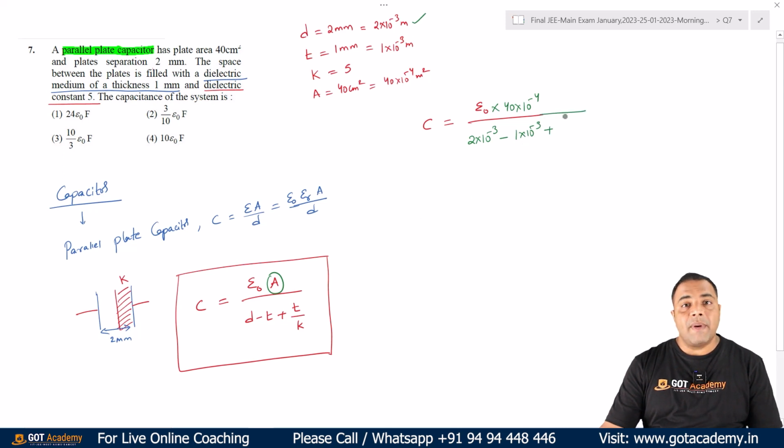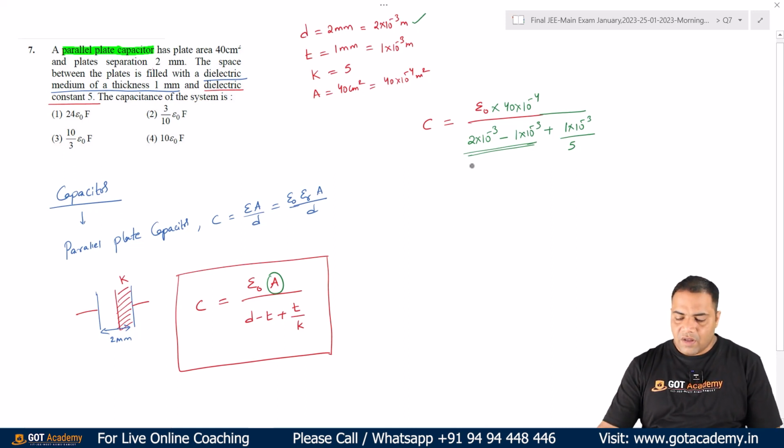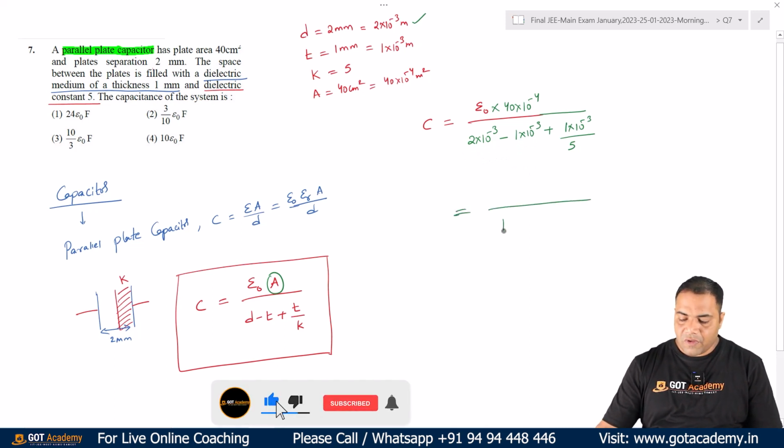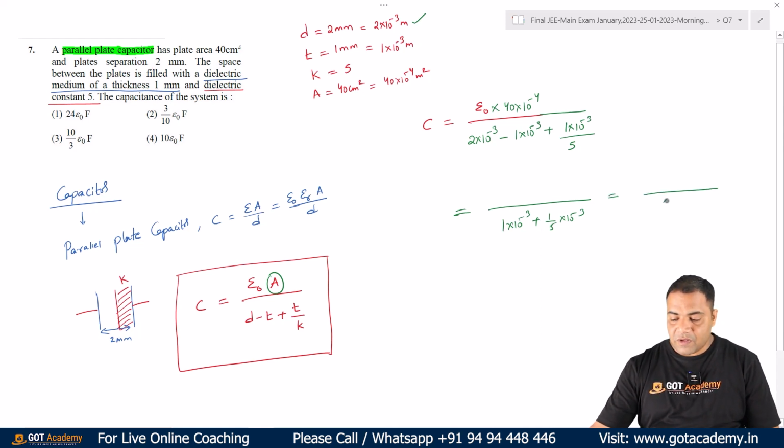Then what was given there? T by K, thickness by dielectric constant. The thickness is 1 into 10 to the power of minus 3, whereas the dielectric constant is 5. Now we have to simplify this properly. Look here carefully: 2 into 10 to the power of minus 3 and minus 1 into 10 power minus 3. You can take 10 power minus 3 as common. 2 minus 1 is 1, so I could write 1 into 10 power minus 3 plus 1 by 5 into 10 power minus 3. What will you get here? 6 by 5 into 10 to the power of minus 3.